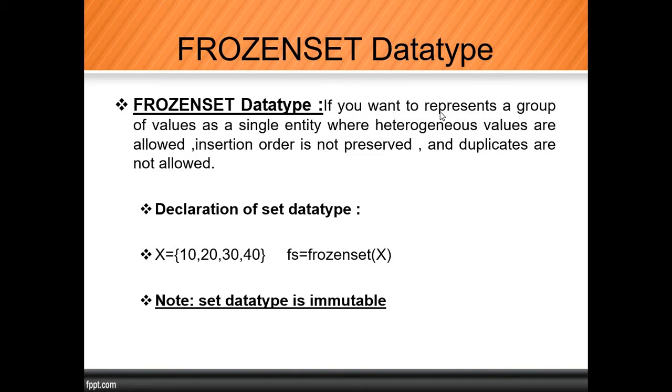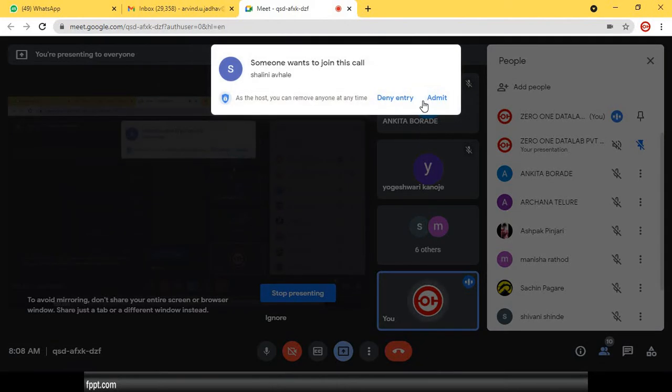If you want to represent a group of values as a single entity where heterogeneous values are allowed, that means in the frozenset we can add heterogeneous values. What types of heterogeneous values are available? Integer is there, fractional values are there. Float is nothing but a fractional value. Boolean value is there, either true or false, and complex number is there. These are the fundamental data types, and those fundamental data types are allowed in the frozenset. That's why I am using the word heterogeneous here.